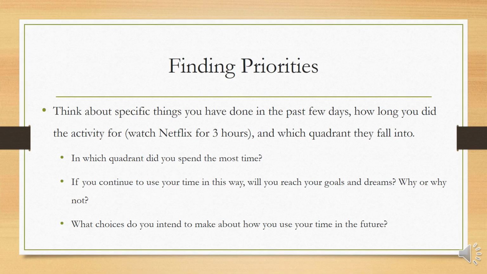Think about specific things you have done in the past few days, how long you did the activity for, and which quadrant they fall into. In which quadrant did you find yourself spending the most time? If you continue to use your time in this way, will you reach your goals and dreams? Why or why not? What choices do you intend to make about how you use your time in the future?